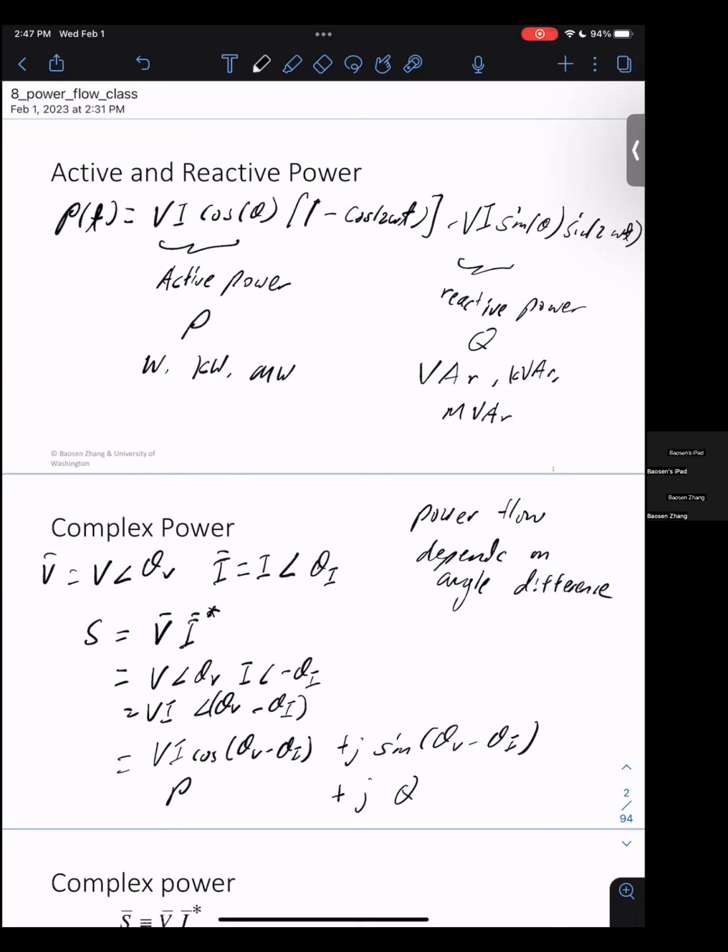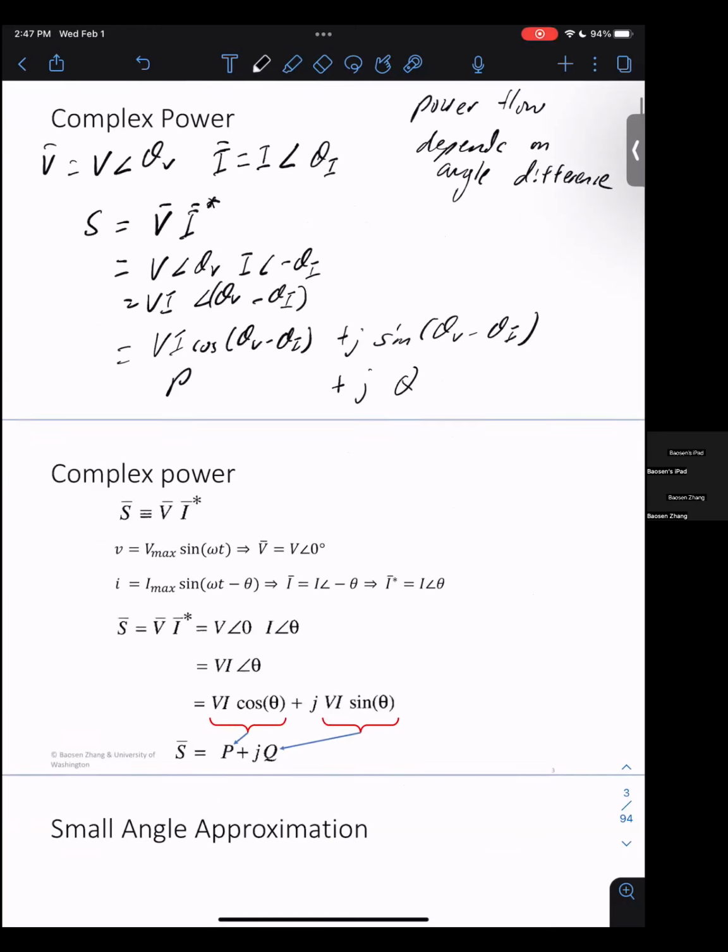We have two sine waves. What determines how much power gets sent is the phase offset between the sine waves. Again, not the absolute angle, okay? This actually has far-reaching consequences in power. But for us, just remember that you care about the angle difference.